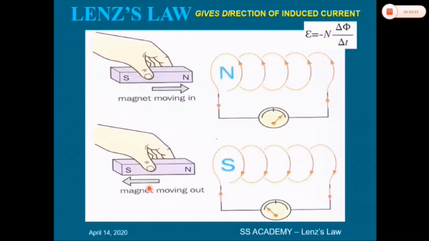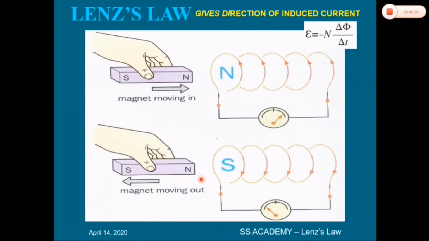In the second case, as you move the north pole out, according to Lenz's law, the coil needs to attract the receding north pole, because according to the right hand grip rule again, this side of the coil will become a south pole, and according to the basic law of magnetism, unlike poles attract each other. Hence the direction of the current is reversed.